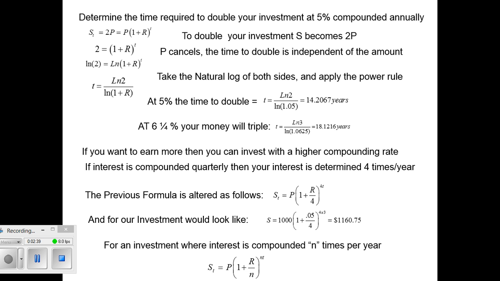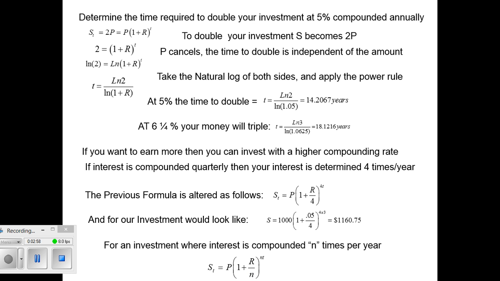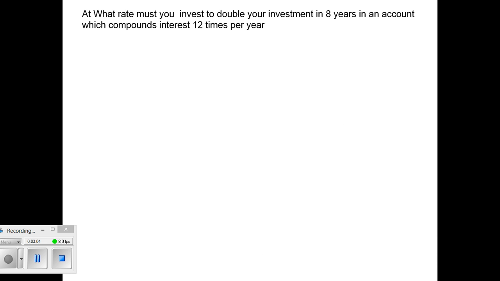So here's the new formula that we're going to use. The return S sub t is p times (1 plus the rate divided by n), where n is the number of compounding periods per year. Quarterly, n would be 4. Daily, n would be 365. So let's take a look at a few things. What rate must you invest to double your investment in 8 years in an account which compounds interest at 12 times per year?